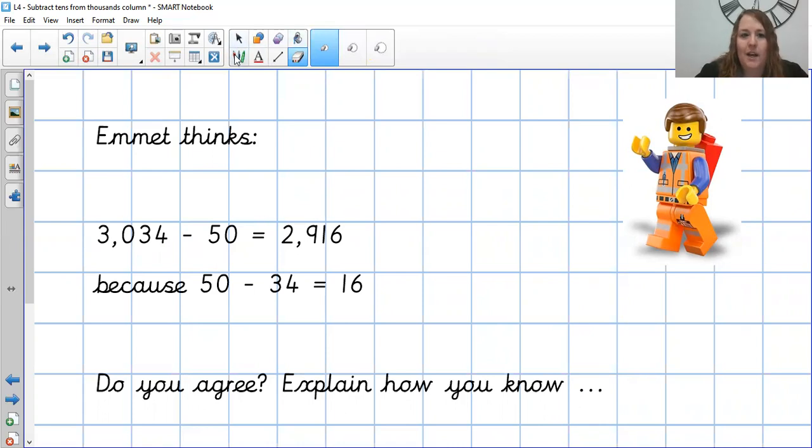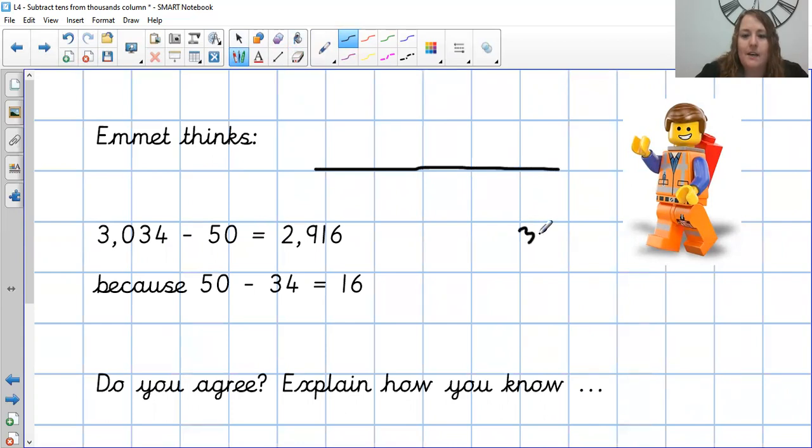So how would we work out that question? Hopefully we're going to be popping it on a number line, and we're going to be writing our 3,034 on the end, and we need to be subtracting 50. So again, I can start with subtracting 30 because that's in my jump within my number, and 20 will be my other one because the total will be 50. So again, I can do 3,034 take away 30 will be 3,004.